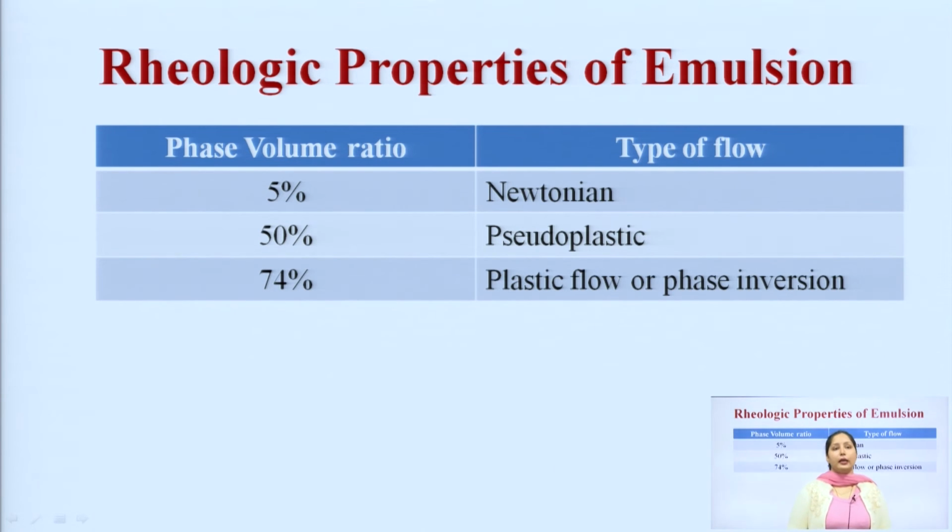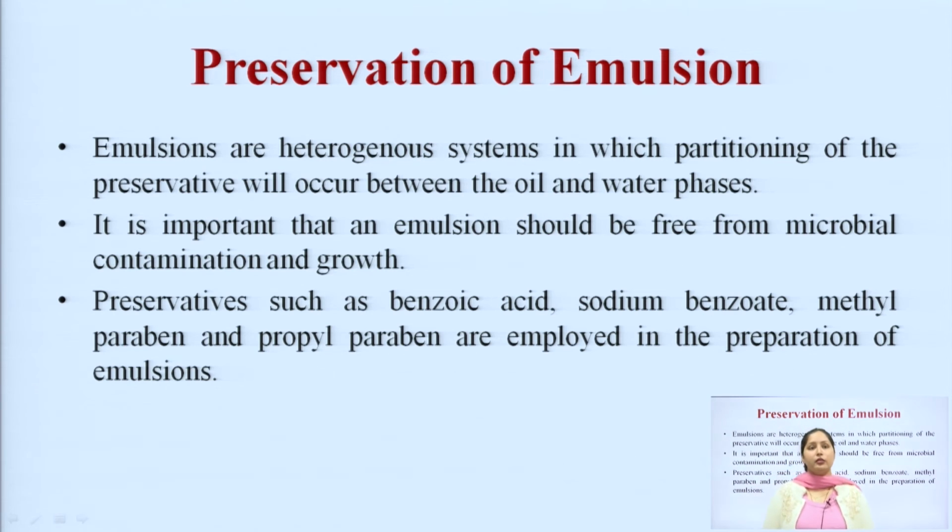So, we can summarize like this: if the phase volume ratio is 5%, then that is a very dilute emulsion, and the emulsion will exhibit a Newtonian type of flow. If the ratio is 50-50%, then the system is non-Newtonian, that is it will exhibit pseudoplastic flow. But if the phase volume ratio is 74%, then the system shows plastic flow or a phase inversion will take place. Next is your preservation of emulsions.